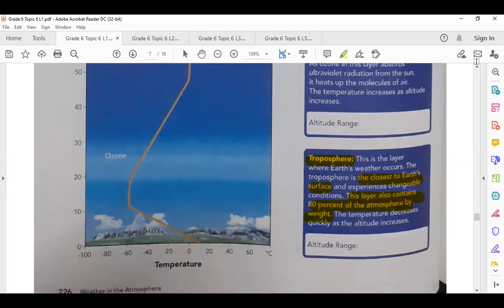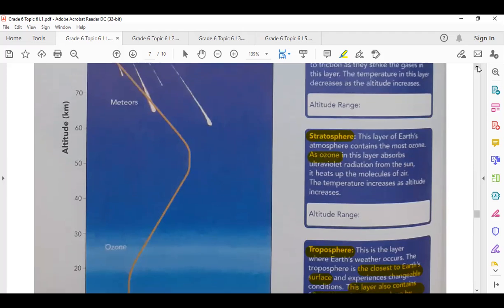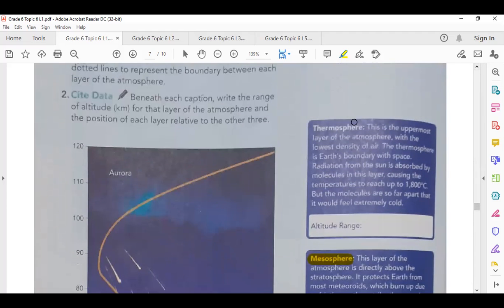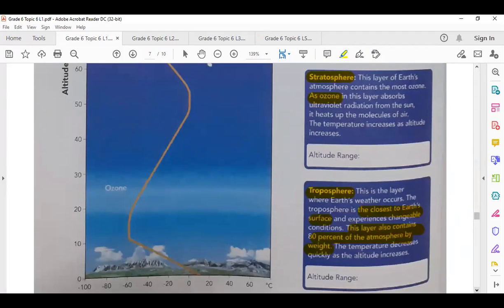Then, as you go up, this is the order from the closest to the Earth. The closest one is the troposphere, then the stratosphere. What is special about the stratosphere? The ozone layer is found here. The ozone layer is found in the stratosphere. After the stratosphere, we have the mesosphere, then the thermosphere. So the farthest layer of the atmosphere from Earth is the thermosphere. The closest one is the troposphere. Right.